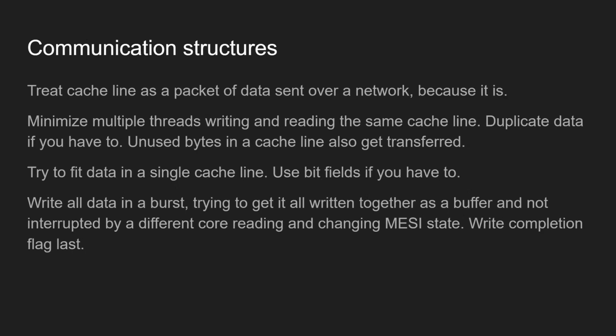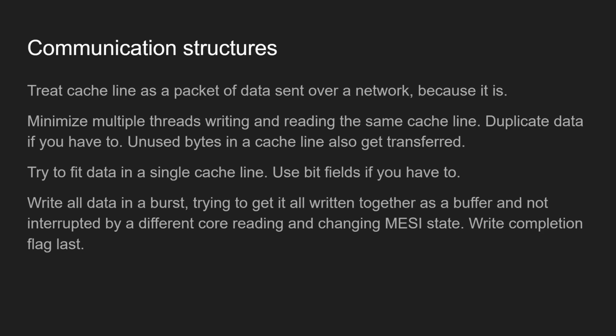At its core, distributing work amongst multiple processors is really a communications problem. Naturally, this is defined in large part by the data that's actually being sent between the processors. When designing the communication, there's a couple of things to keep in mind. One is that you should treat cache lines as a packet of data that's sent over a network, because in the end, that's exactly what it is.